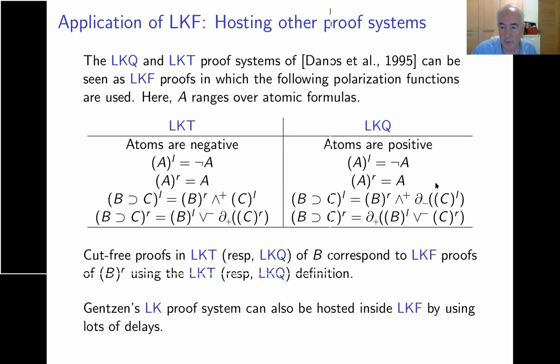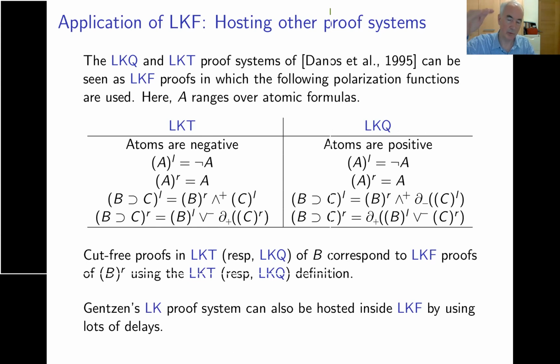Now you could remove some of these delays or insert more, and you get either more aggressively focused or less focused proof systems. It just happens to be that the way they wrote LKF, LKT and LKQ, they had this kind of focusing there. And if you really want to get back Gentzen's LK system, you can do that as well inside LKF. You just polarize in such a way that after every logical connective, you put a delay on both arguments.